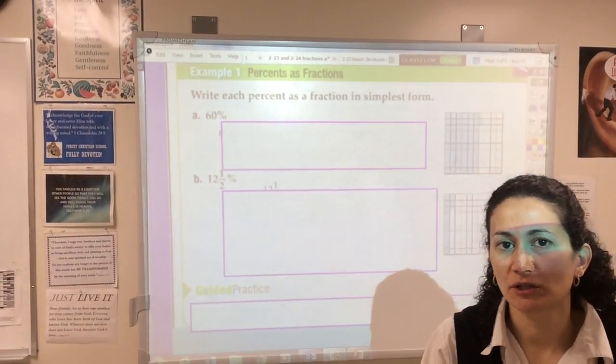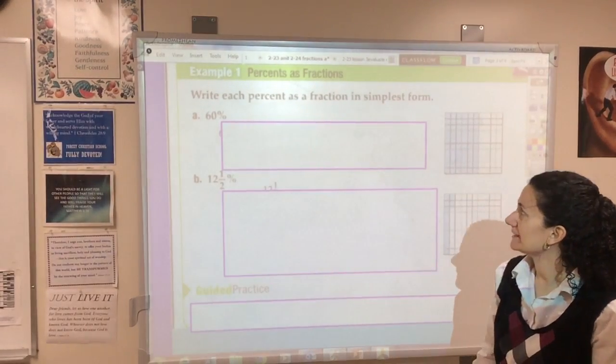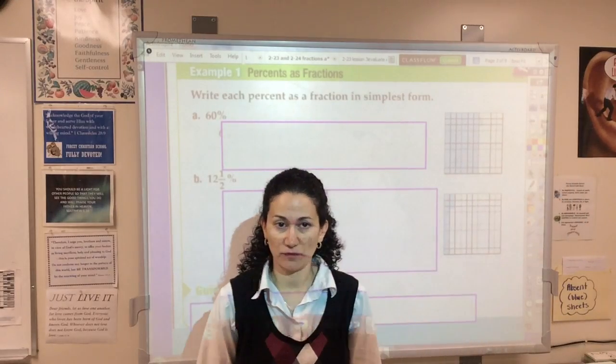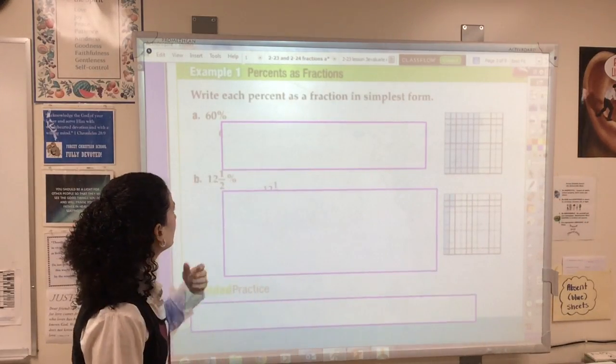Today I'm going to show you how to change a percent to a fraction. And whenever we write a fraction, we try to write it in simplest form. So take a look at these examples.